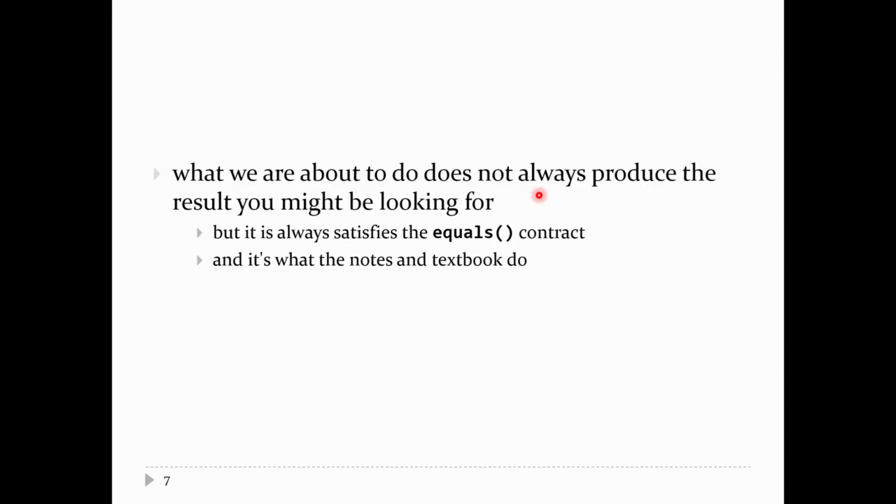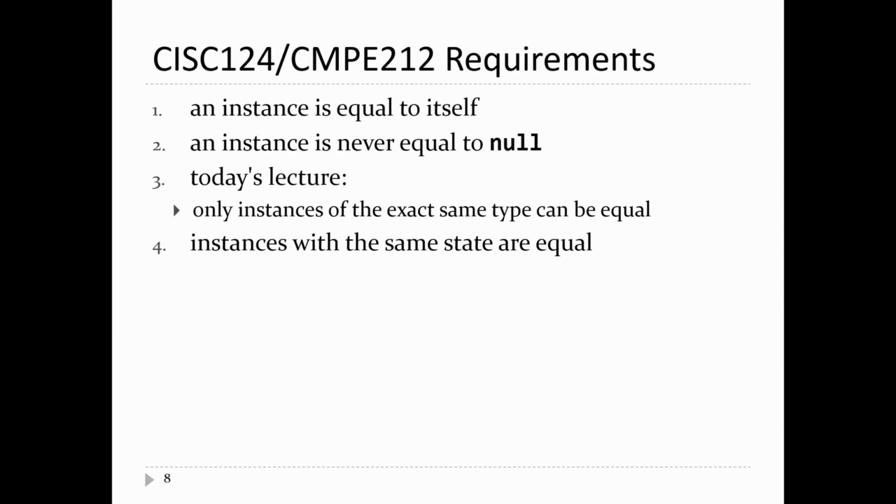What I'm going to show you today is not guaranteed to produce the result you're looking for, although it does give you the result that we are looking for at the time being. So it satisfies this thing called the equals contract. The notebooks do it in 2 different ways, and this is one of the 2 ways. If you look at any standard Java textbook, it will do it in one of 2 different ways, probably the way I'm about to show you. Actually, am I going to get to showing you? All right, I'm going to talk about what we need to implement equals, and then I think I'll show you the implementation on Friday.